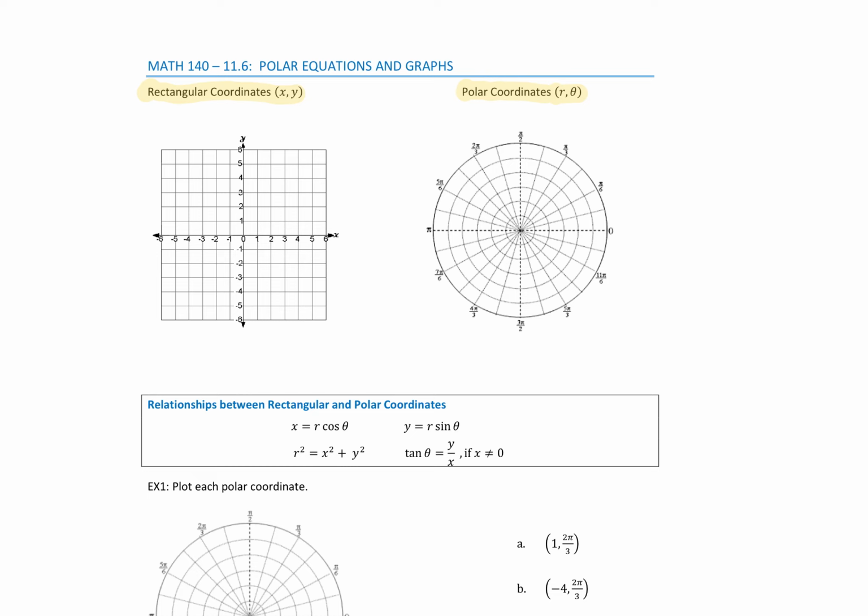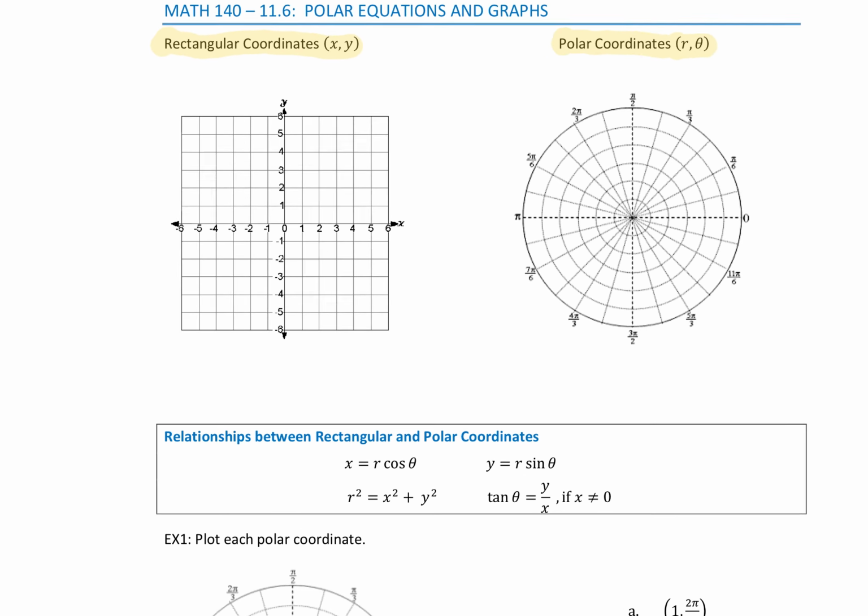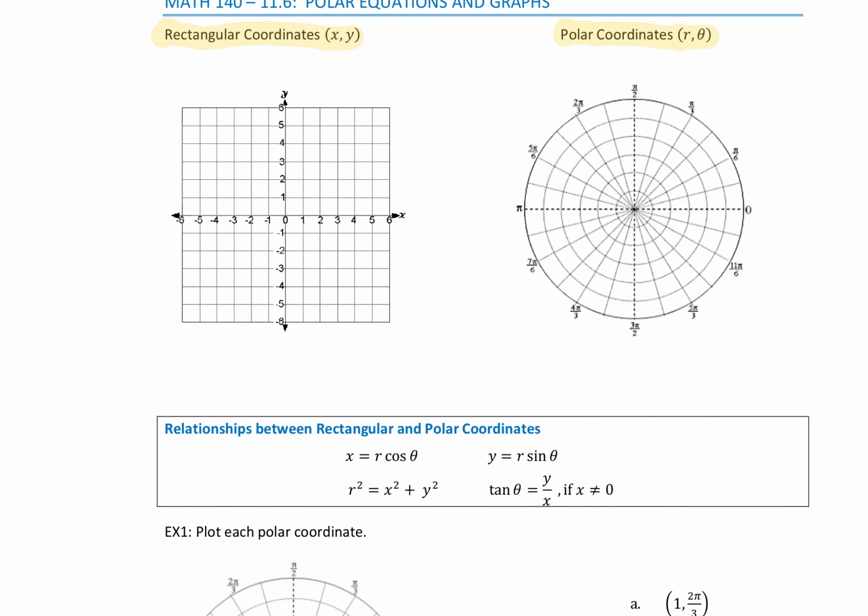And then let's go ahead and compare these two graphs. So in the rectangular coordinate system, we have the center, the point 0, 0, and that's called our origin. In polar coordinates, we have a center as well, and it's also 0, 0, but this is called the pole.